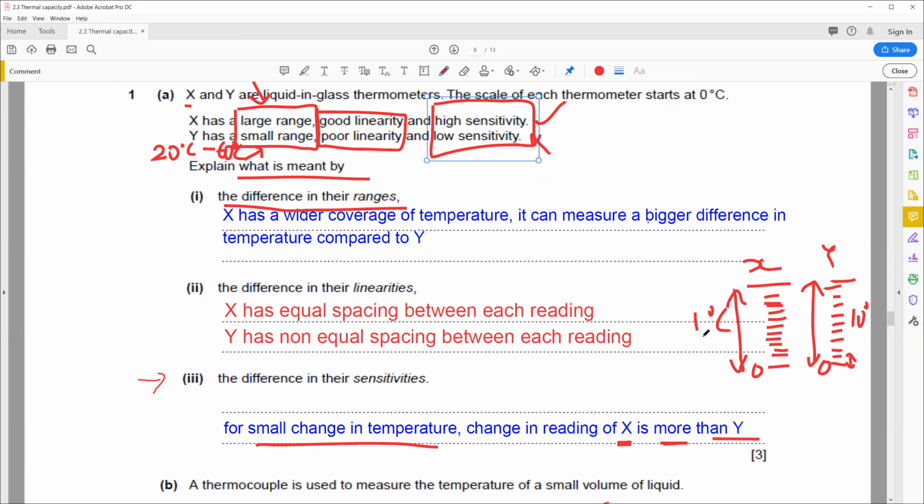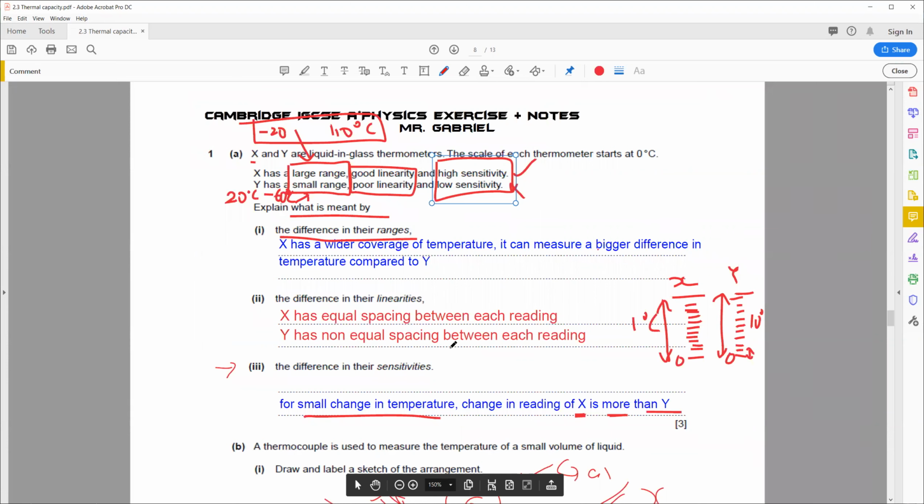All right. So these kinds of questions are basically just you talking about what you understand of the difference in their sensitivity, range, and also linearity only. All right, guys. Anyone got any questions for this part here before I proceed on?